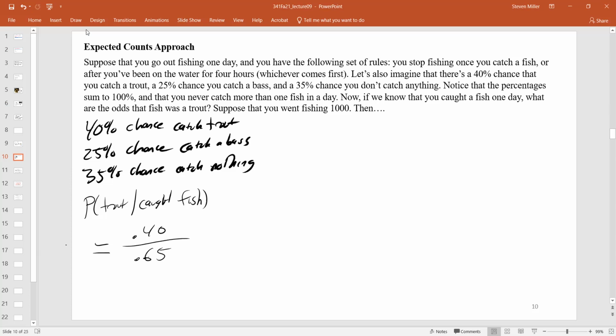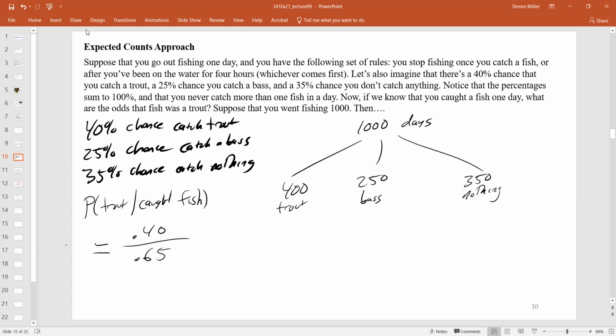And so one way to see this is what's called the expected counts approach. So let's imagine we do so many iterations of this. You want to choose a nice number that's going to split evenly when you multiply by all the probabilities. So I don't have to do a number as large as 1,000, but I see a couple of decimals that are multiples of 5. If I start up with 1,000, let's do 1,000 days. In how many of those days do we catch a trout? 400. How many of those days do we catch a bass? 250. And then how many do we catch nothing? 350.